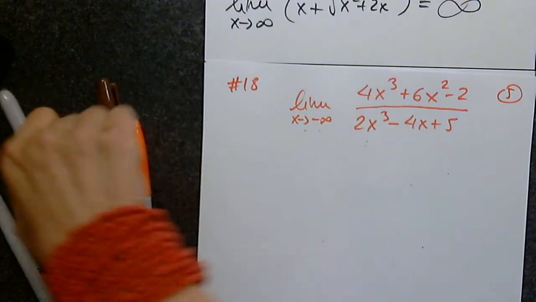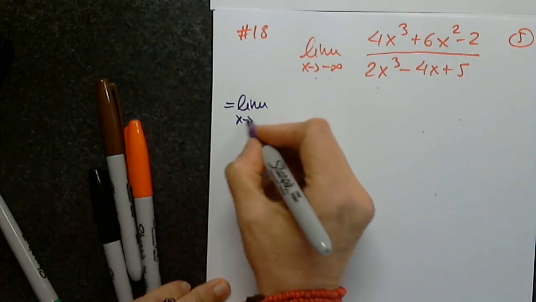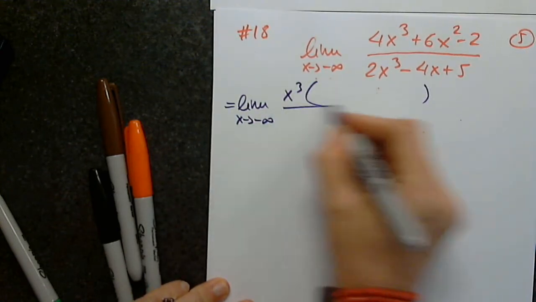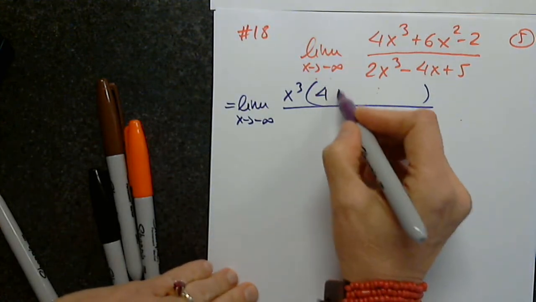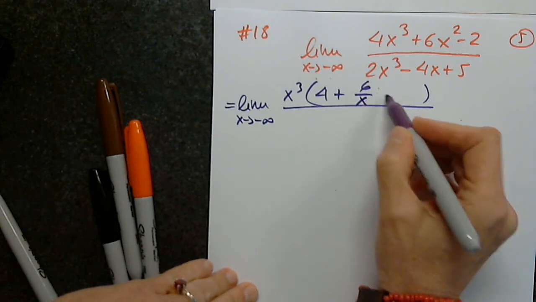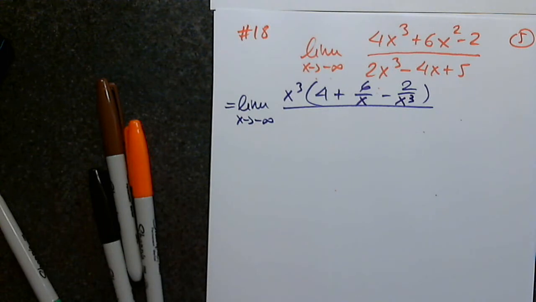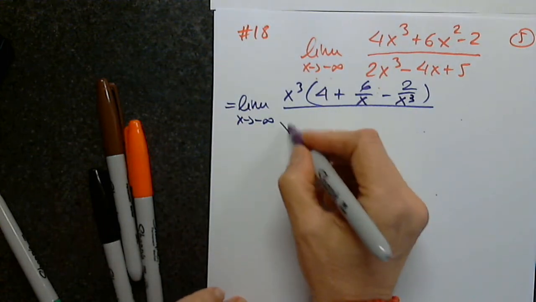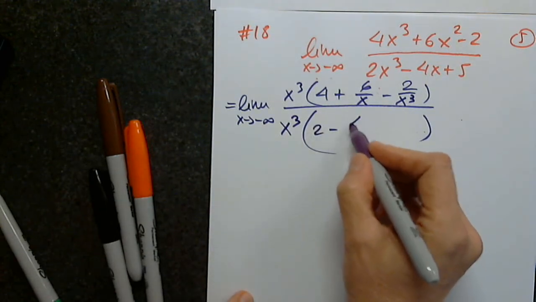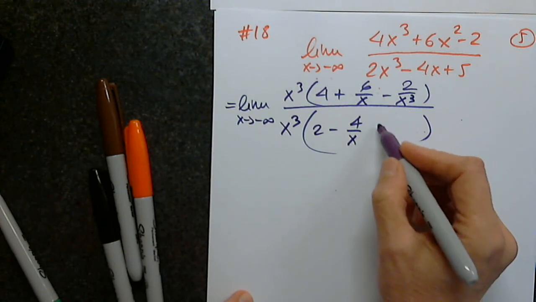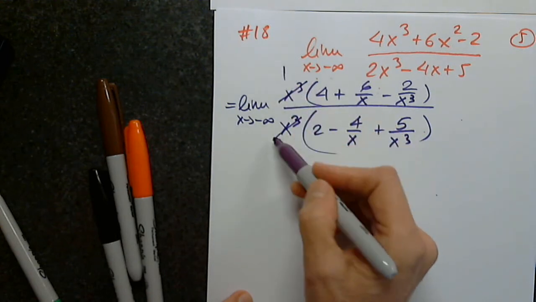What is the degree at the top? Let's factor it out. What is left in parentheses? 4 plus 6 over x minus 2 over x cubed. What is the degree of the bottom? What is left in parentheses? 2 minus 4 over x plus 5 over x cubed. Good. I simplify this with this.